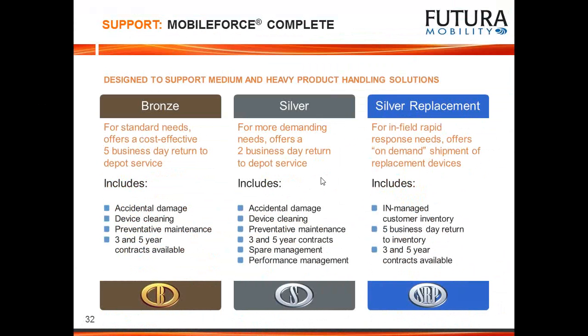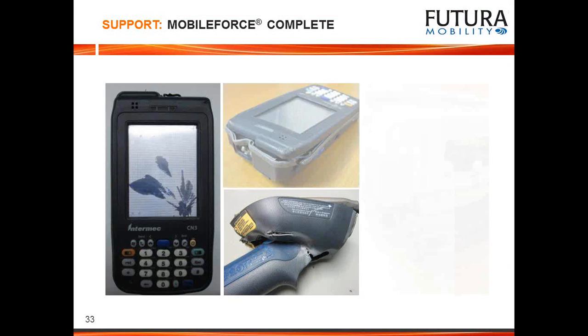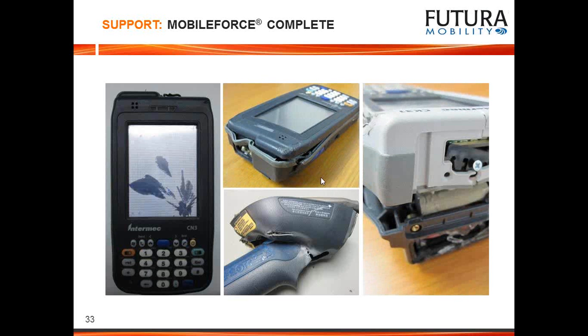And one of the most important things to keep those hardware devices running is to have them properly covered with a maintenance program. Futura offers 3 different maintenance programs, each with a different varying business return days, and also all of these coverages cover accidental damage. And why would it be important to have accidental damage covered? Well, if you see some of the devices that come into the warehouse after they've been run over by a forklift or dropped from a 20 feet high rack space, you'll see why.